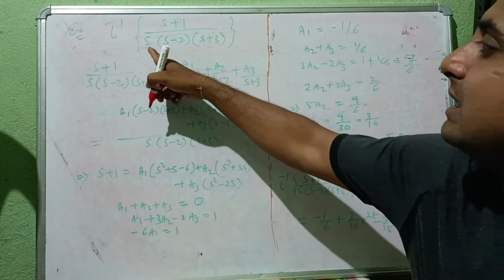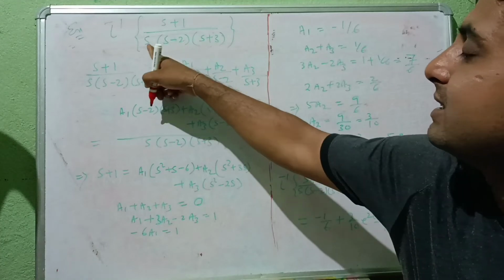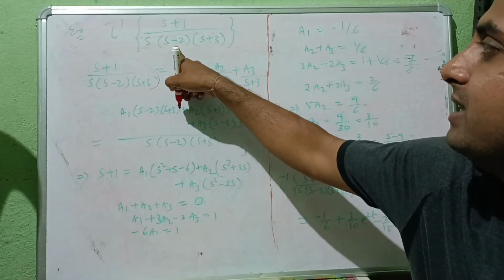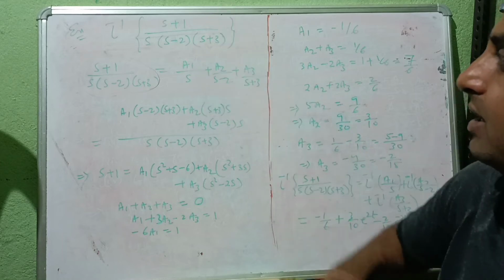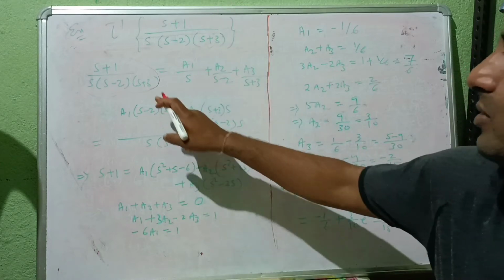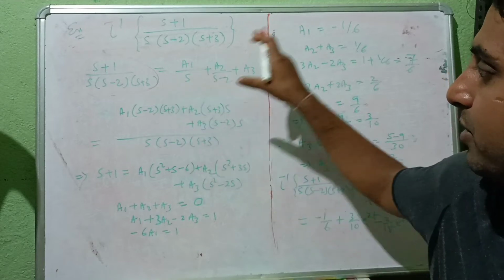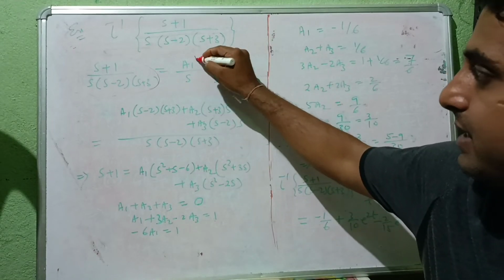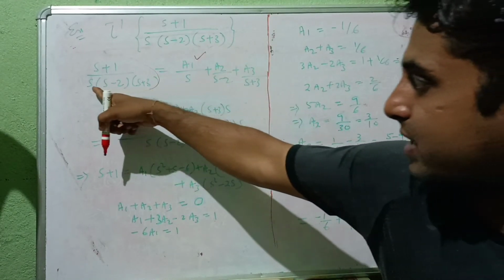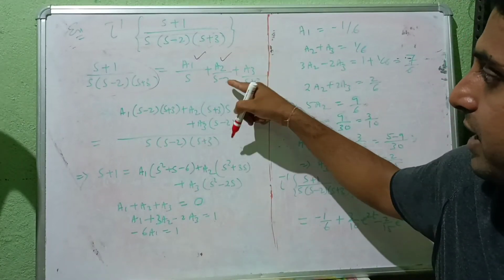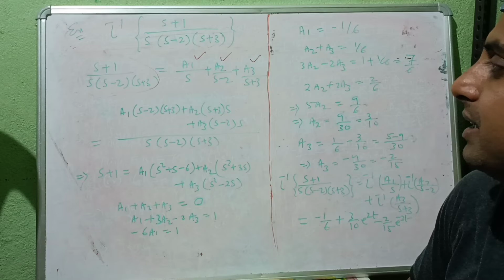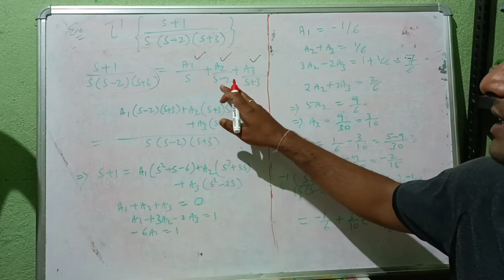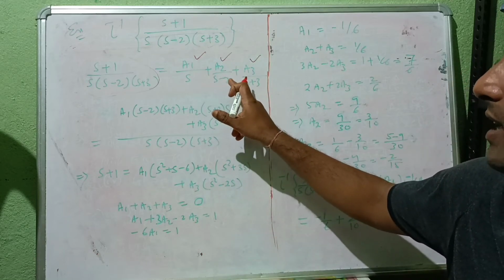Because they are linear factors only: s is a linear factor, s minus 2 is a linear factor, s plus 3 is also a linear factor, meaning the degree of each is only 1. So according to our procedure, we write a1 by s, some constant for the first factor, some constant for the second factor, some constant for the third factor. Okay, so after writing this, just try to solve the right hand side.